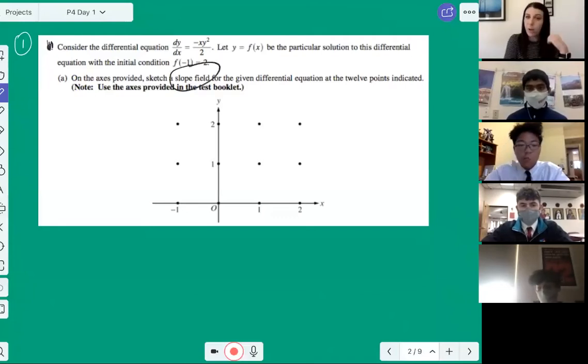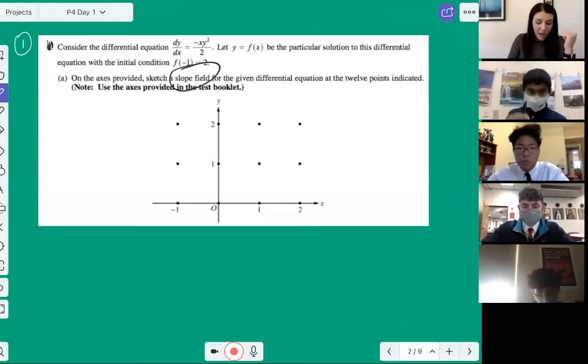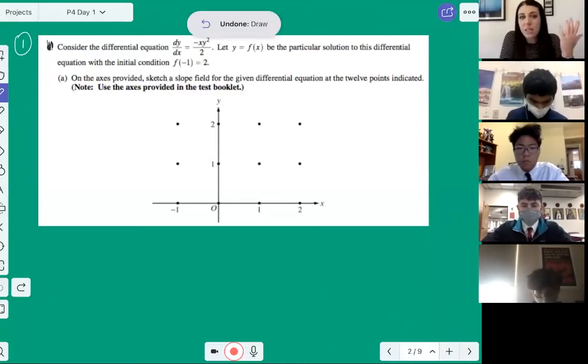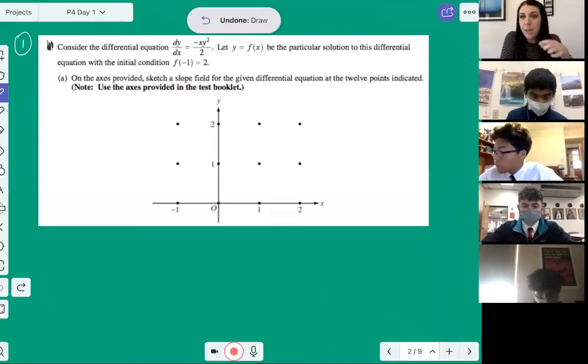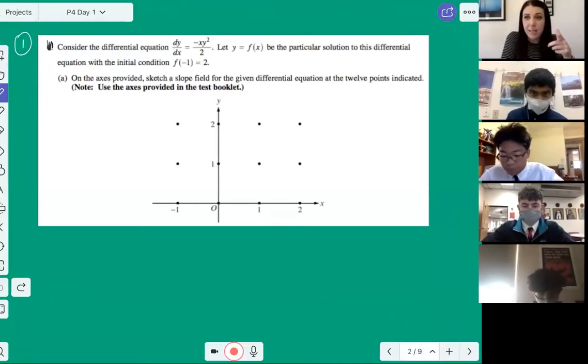So in your notebook, you might write the word slope field, so you know what this is. And then I would just draw a rough sketch of that picture provided. That picture will be provided to you in the test booklet, as it says in bold. And we're going to fill in the slopes for this slope field.